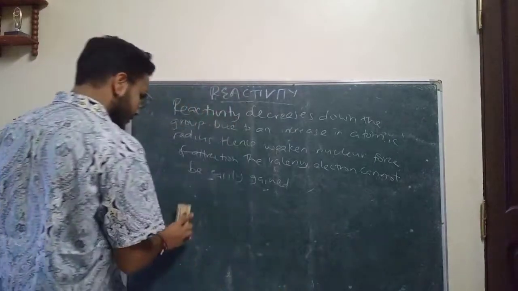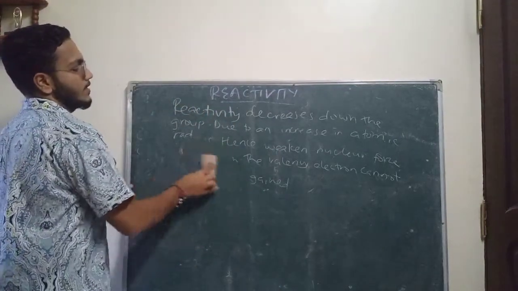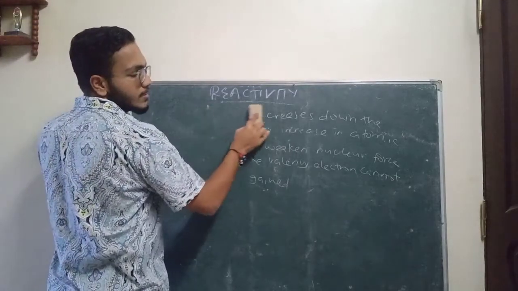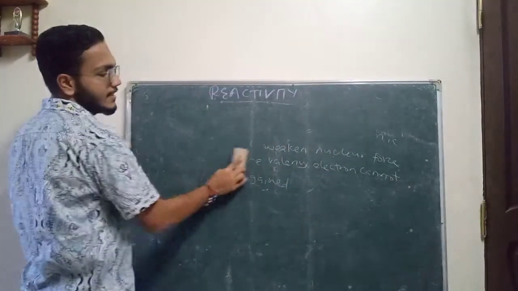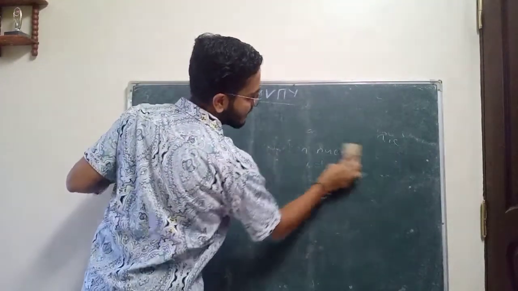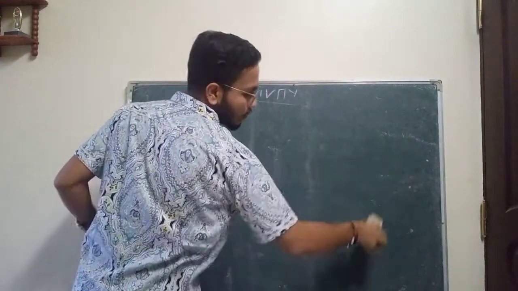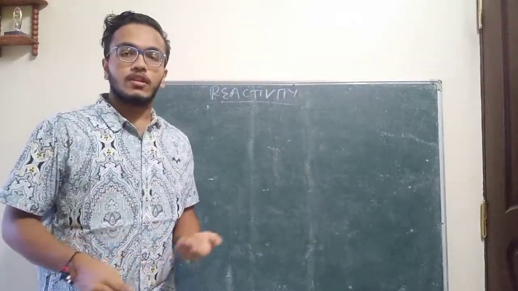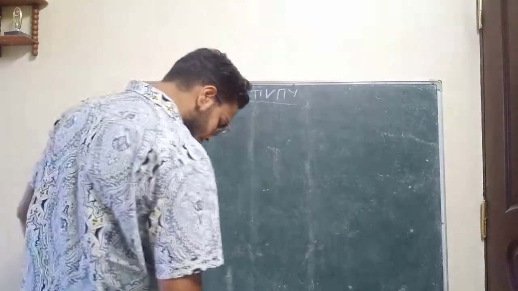Oxidizing property. As we said, alkali metals and alkaline earth metals are reducing agents. The same contrast in halogens is that they are oxidizing agents. So the oxidizing property also compares with the reactivity and it decreases down the group. Why? Due to an increase in atomic radius, hence the valence electron cannot be easily gained.